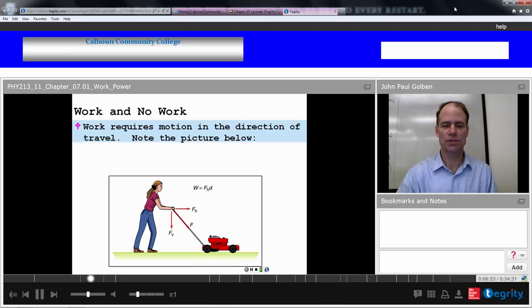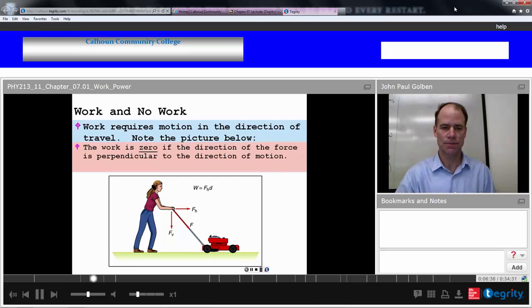This woman is pushing a lawnmower, and she's pushing it along the direction of the handle. So there's two components to her force. There's a horizontal component, and there's a vertical component as she's pushing on the lawnmower handle. Only that component of her force that is in the same direction that the lawnmower is moving is going to do work. So only the horizontal component times distance will equal the work that she does.